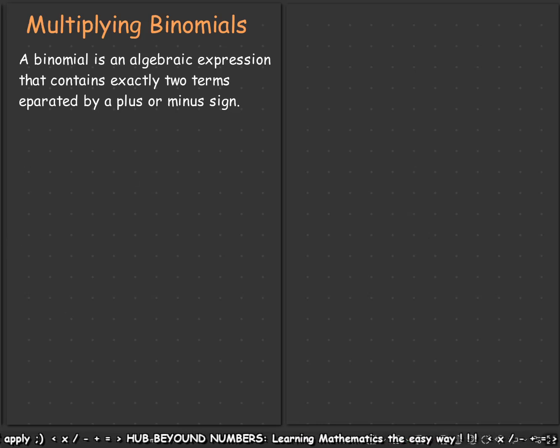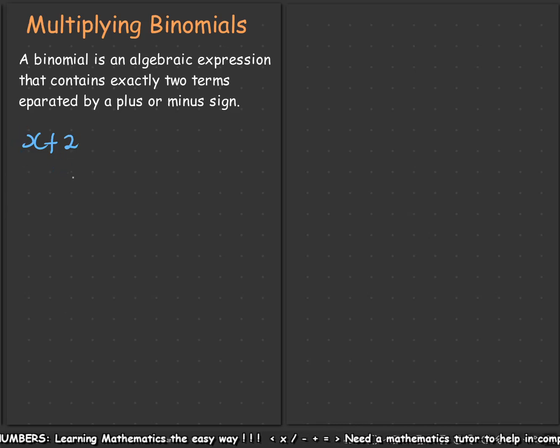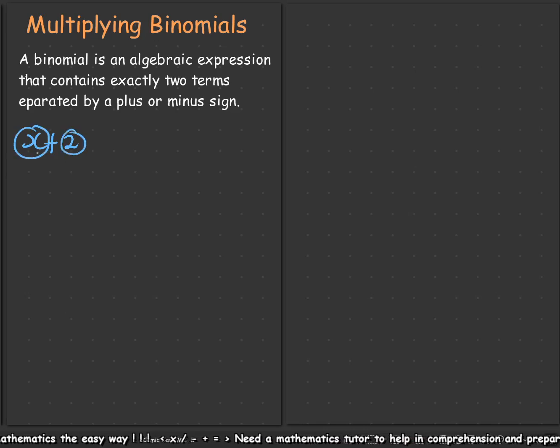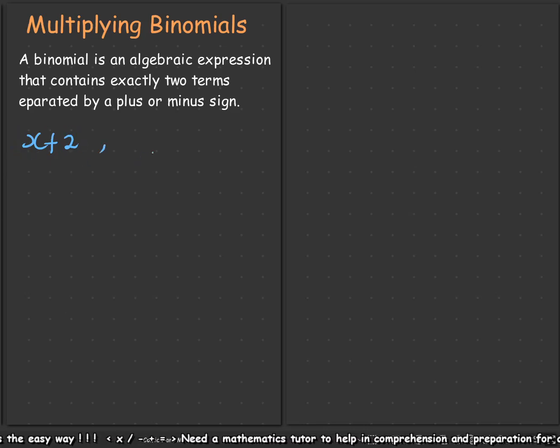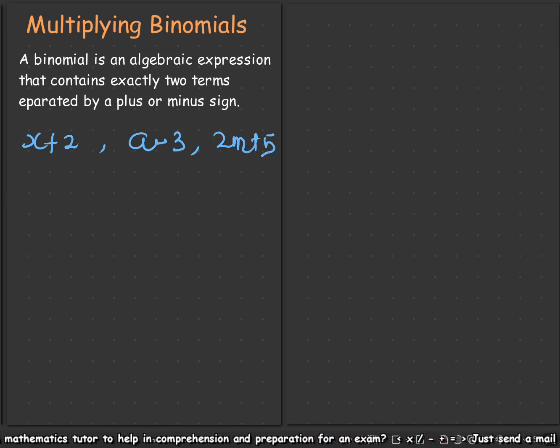Examples of these binomials include x plus 2. You see, this here has two terms, this being a term and this also being a term. You can give a lot more examples: a minus 3 and 2m plus 5. All these are what? Binomial expressions.